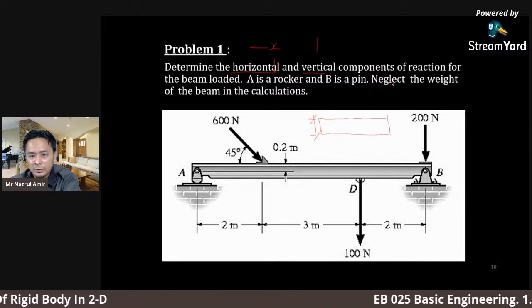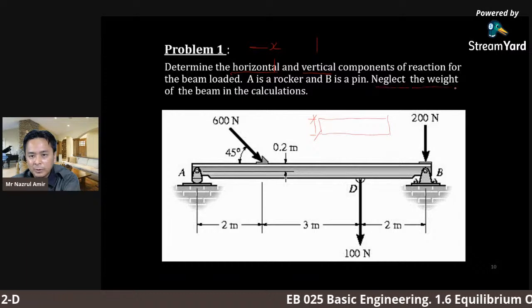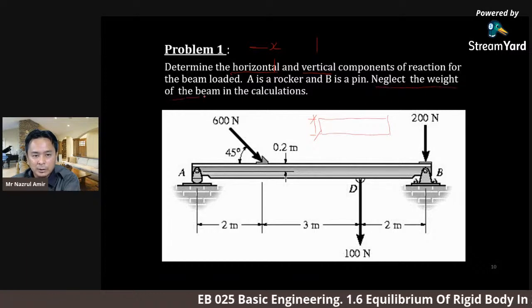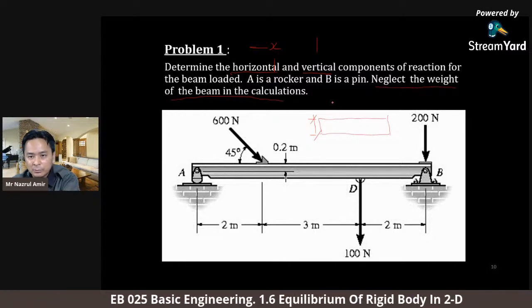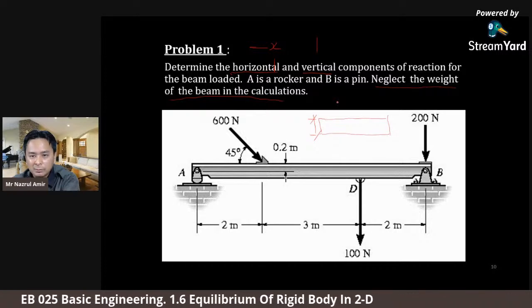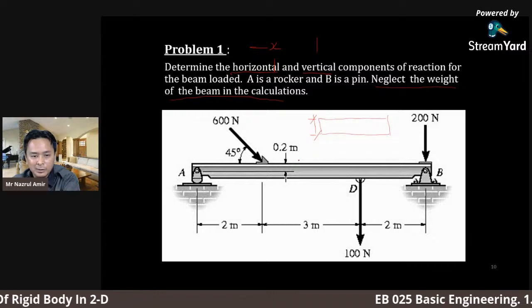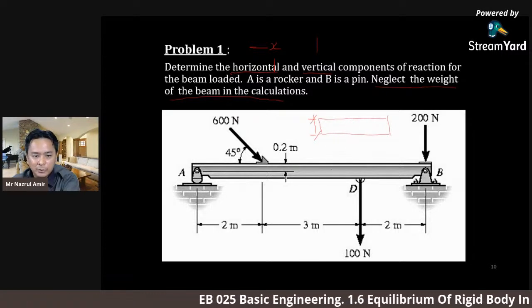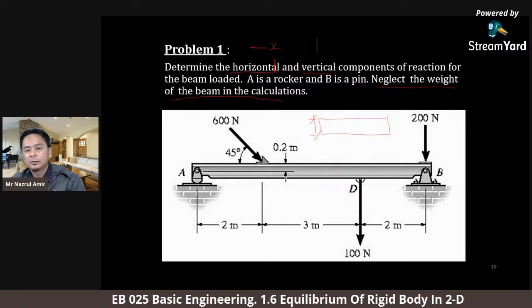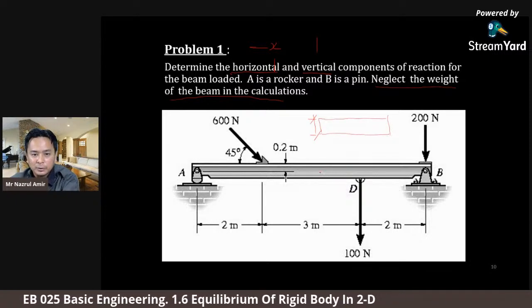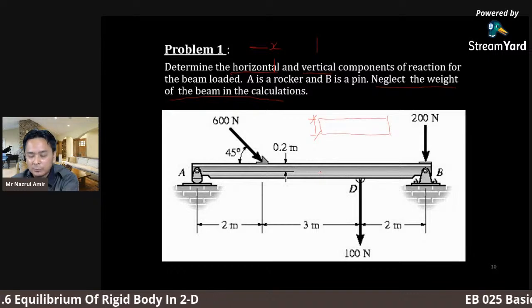So the question mentioned here, neglect the weight of the beam in the calculation, but it doesn't state to neglect the thickness. And here it gives half of the thickness, 0.2 meter. So in this question, you cannot neglect the thickness, but you can neglect the weight. So the weight of the beam is neglected, we don't need to put W to represent the weight. W is omitted in this problem.